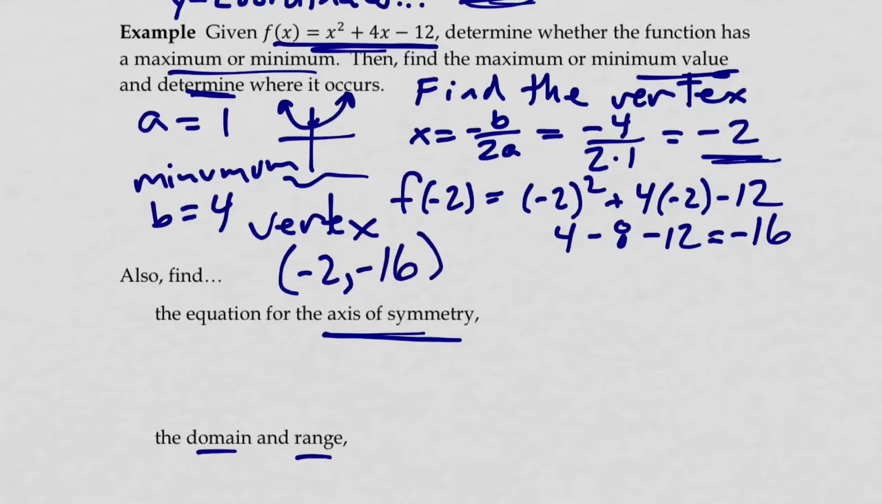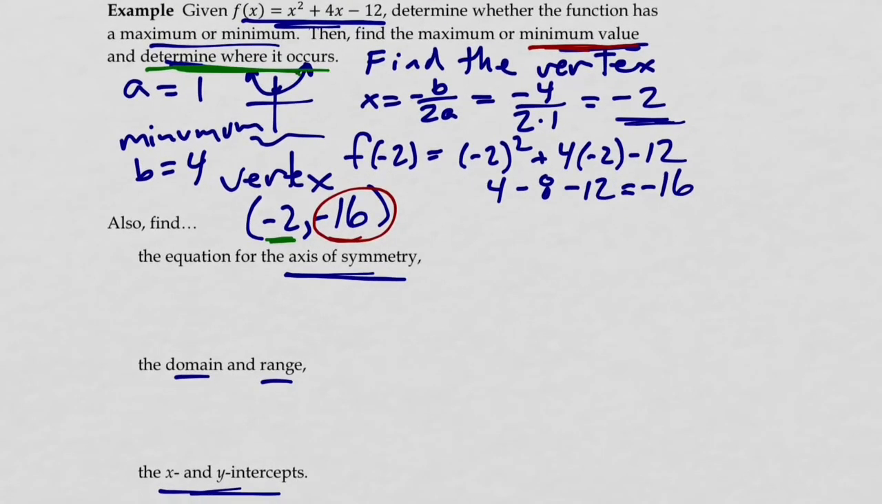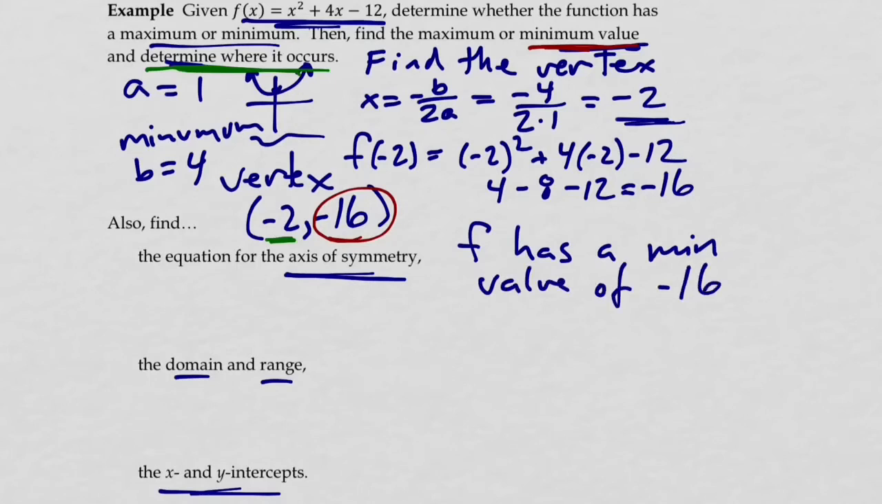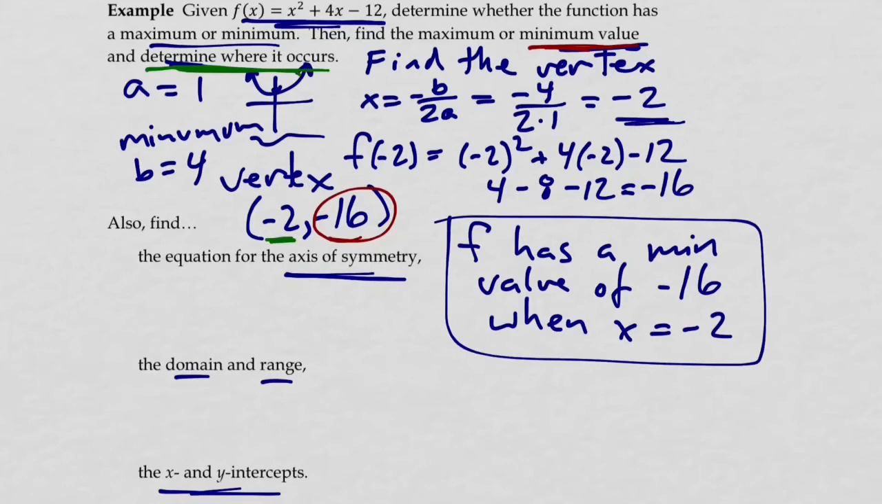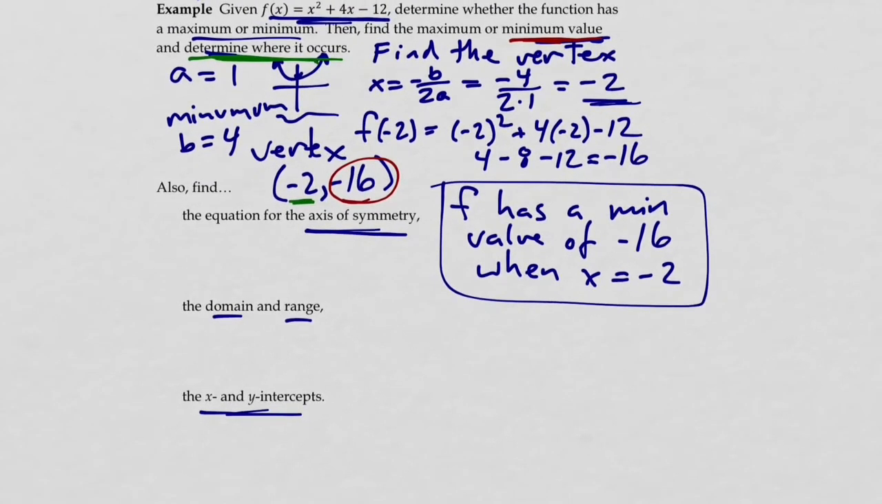And now to specifically talk about the minimum, the minimum value is the y-coordinate of the vertex. And we typically describe where things occur using the x-coordinate. So to write a concluding statement for this, we could say something to the effect of: f has a minimum value of negative 16 when x equals negative 2. And that's, of course, reflected in the graph of the function.